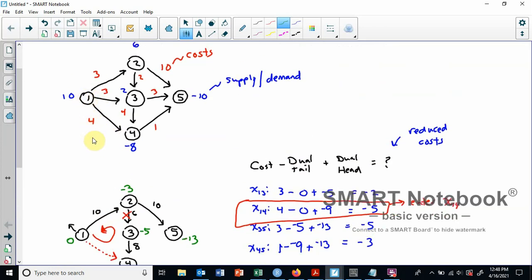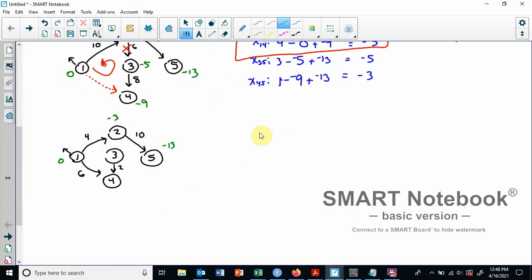So let's see, what was the cost of 1 to 4 originally? It was 4. So remember that formula is the cost minus the dual tail plus the dual head, and when I'm finding the duals, it has to equal 0. So the cost was 4 of 1 to 4 minus the dual tail of 0. That means this one must be a negative 4 to equal 0.